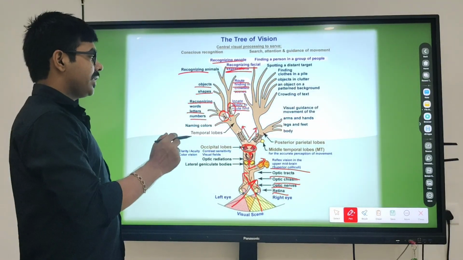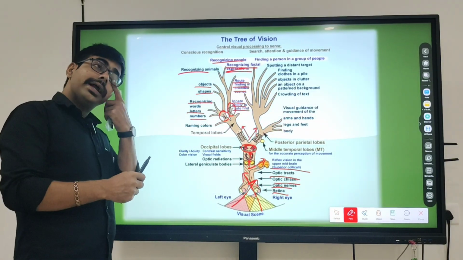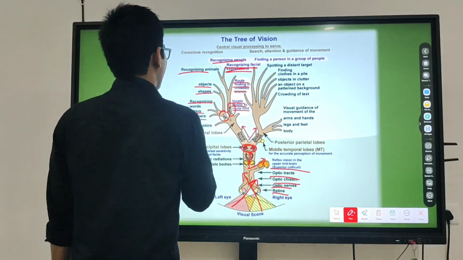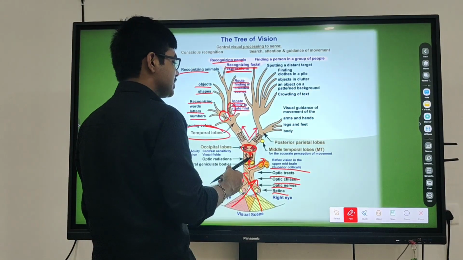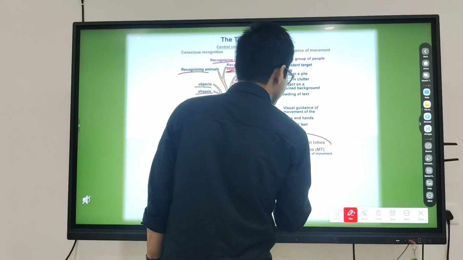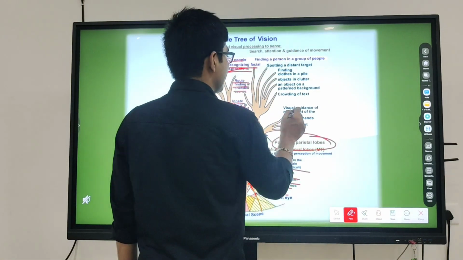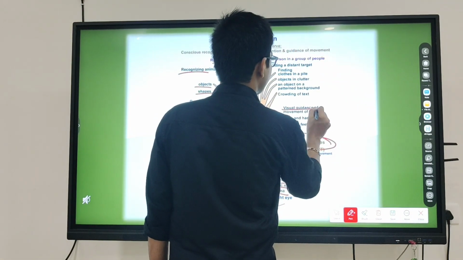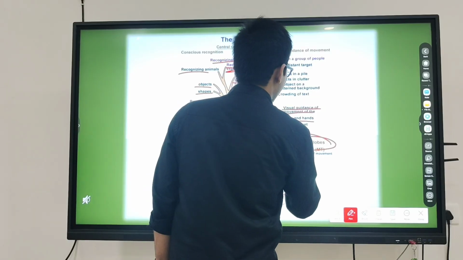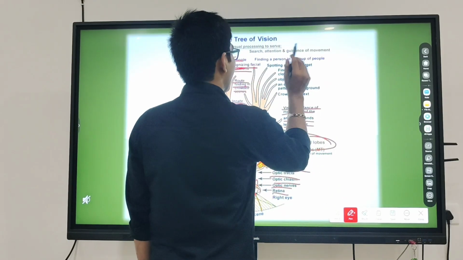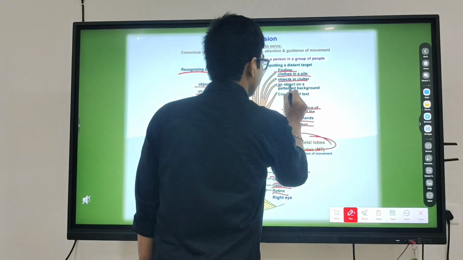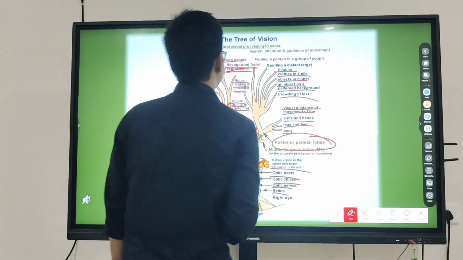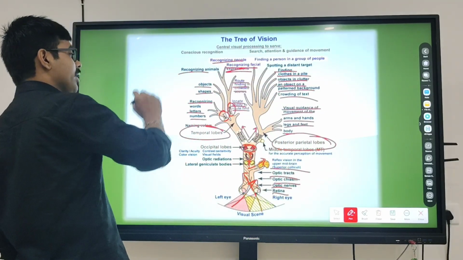Are you getting my point? In the ventral stream, which lobe is it going to? The ventral stream is going to the temporal lobe. In the opposite way, the dorsal stream is going to the posterior parietal lobe, and it is again helping us with visual guidance of movement of arms and hands, legs and feet and the body, as well as finding cloth in a pile, objects in a clutter and objects on a patterned background crowded with text. So this is how we are identifying.